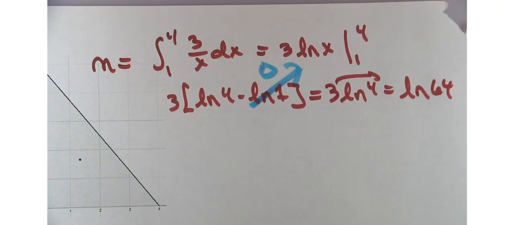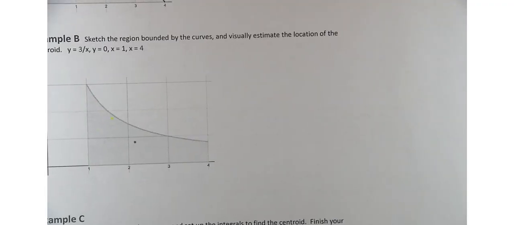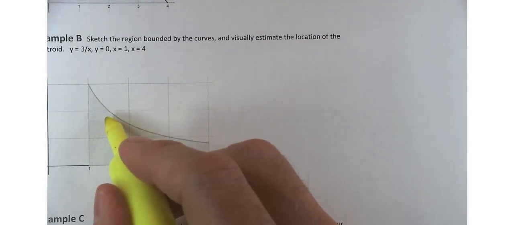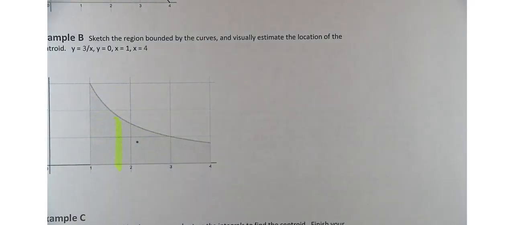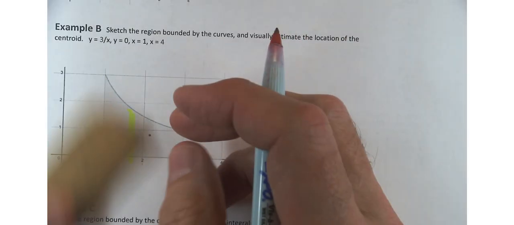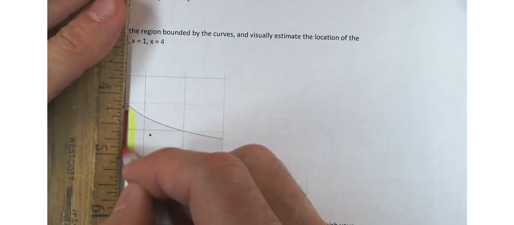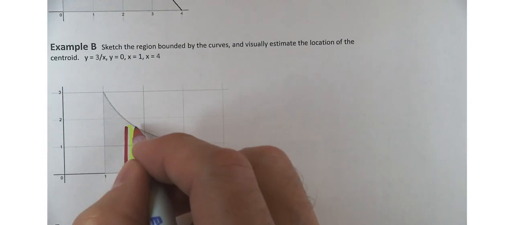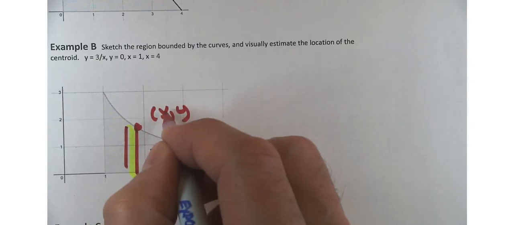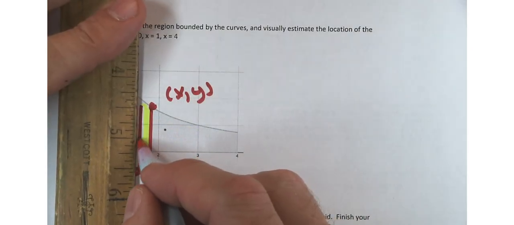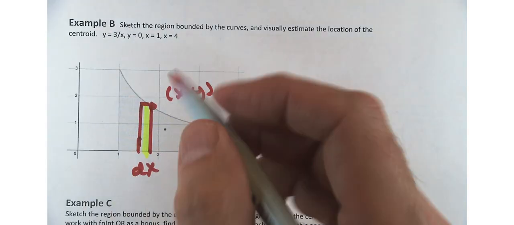Okay, let's take a little slice through this region and start calculating some moments. We'll start with the more friendly one, which is the moment around the y-axis. So we've got a nice little slice here. What's the thickness of my slice? dx. And I'll give this coordinates of x and y.